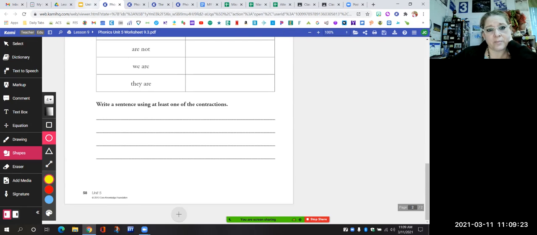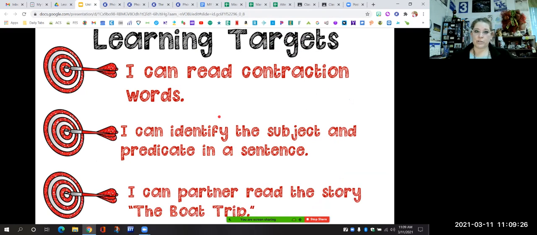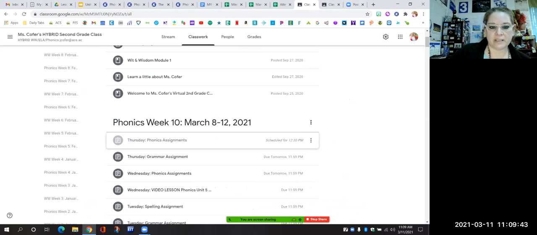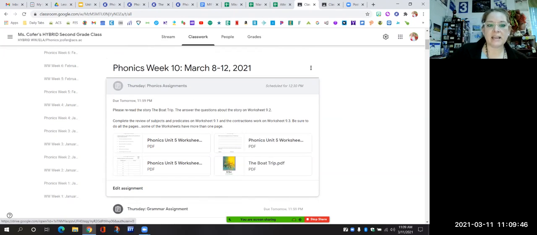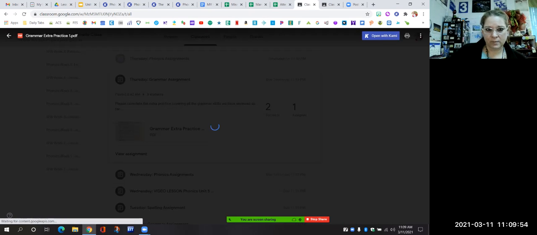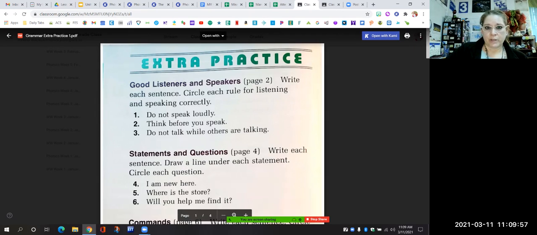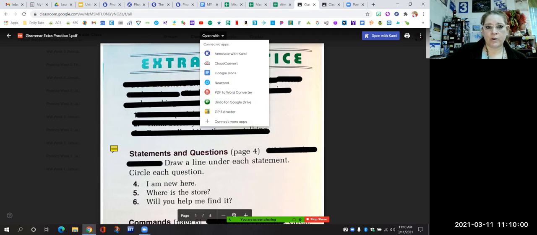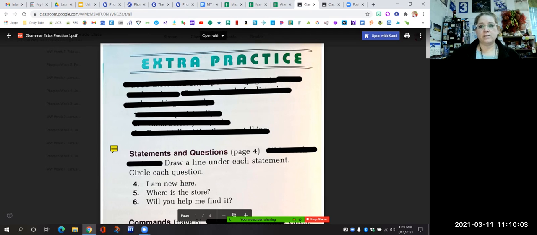All right. So our learning targets for today were: I can read contraction words. I can identify subject and predicate in a sentence. And I can partner read the story, The Boat Trip. So that is your phonics assignment for today. You have the story and you have the 3 worksheets to work on for today. And you all have a grammar assignment. And it's just a review of what we have done so far in grammar.